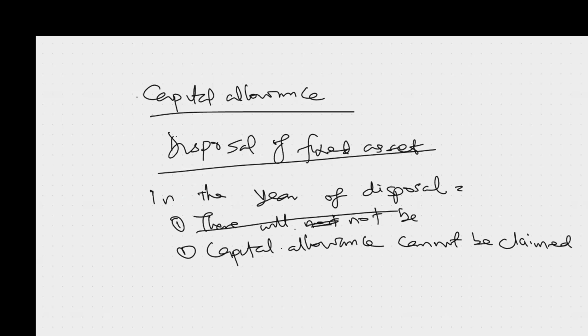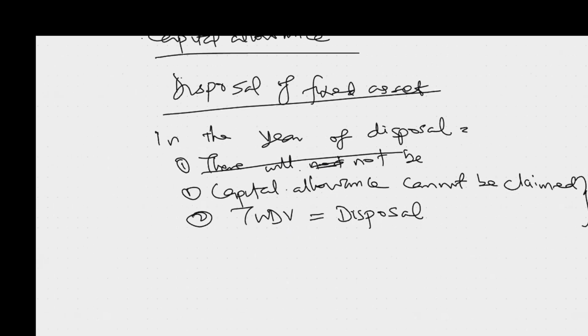Number two, your tax residual value will be equal to your disposal value. Those are the two conditions in the year where an asset is disposed. Your tax residual value will be equal to your disposal value, and you cannot claim capital allowance in that year. That is the principle behind that.